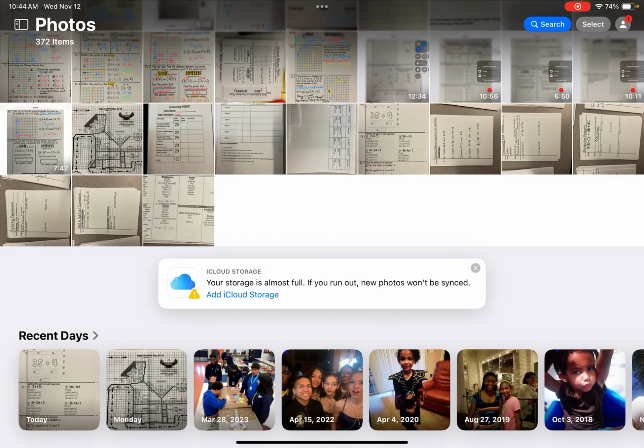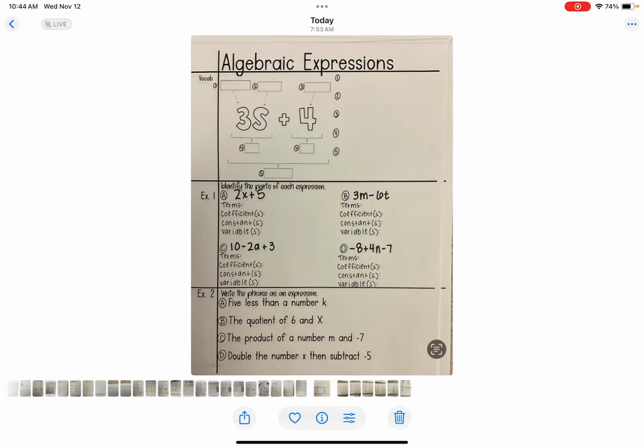Hi, welcome to Unit 5. And in Unit 5, we're learning about algebraic expressions. So let's go ahead and open up our notes.